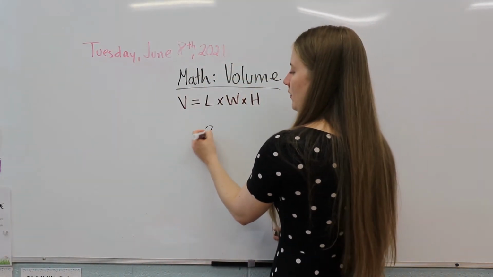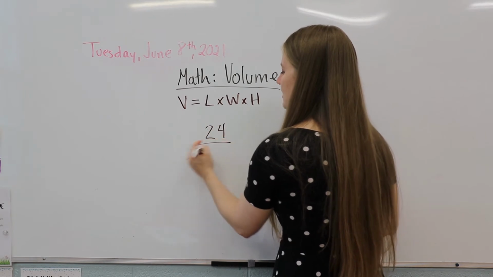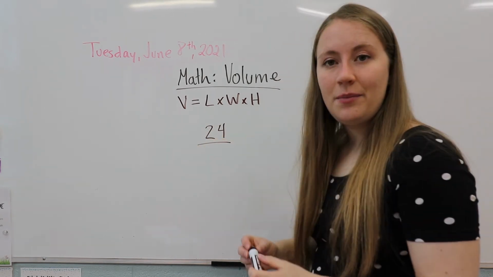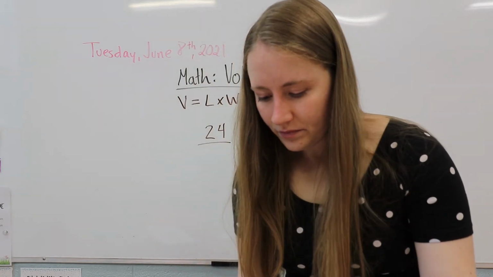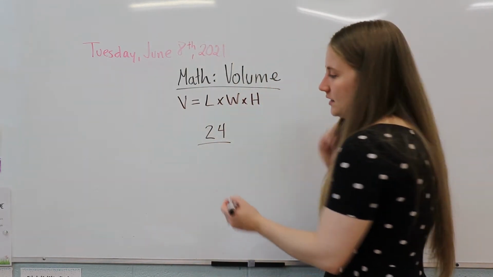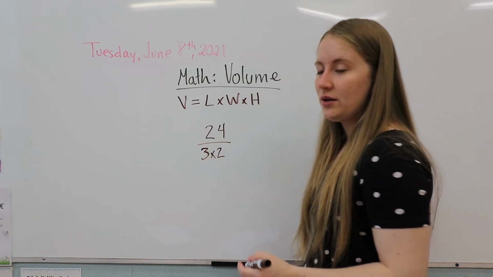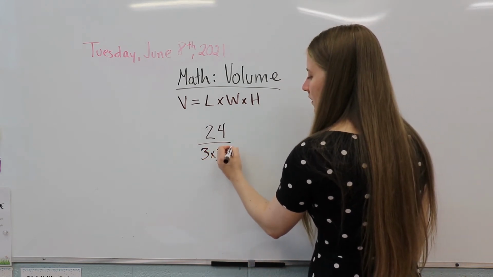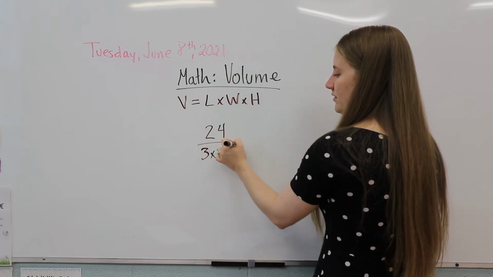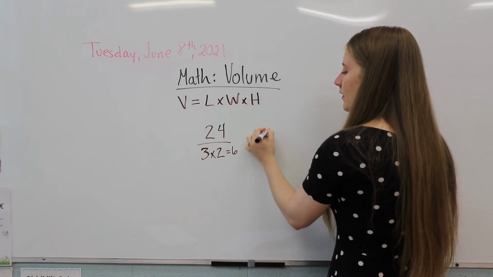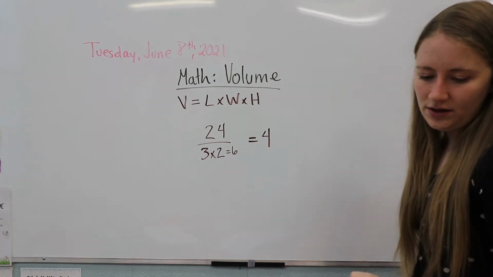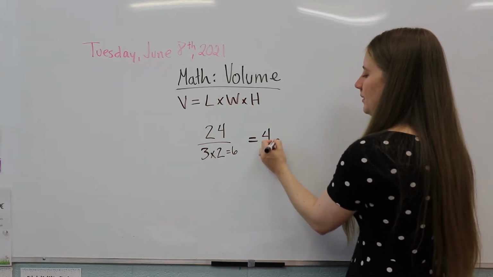So this is where we have our 24, this is our volume, and we're gonna divide it by the 2 known dimensions. And in this case, it's length and width, okay? So we have 3 times 2, okay, which we know equals 6. And so 24 divided by 6 equals 4. All right, so the height is 4 centimeters.